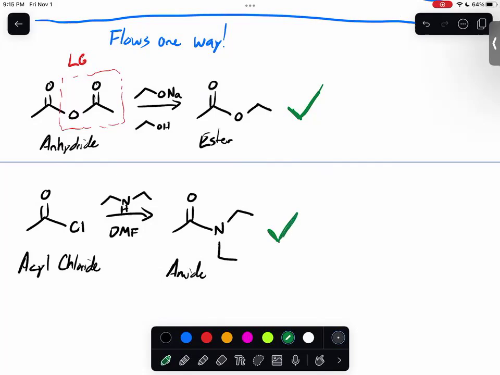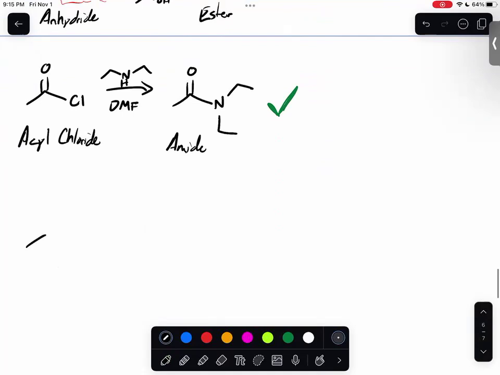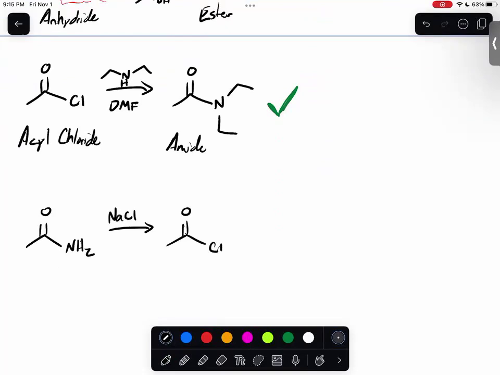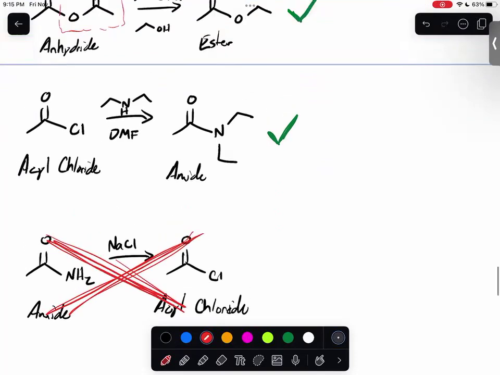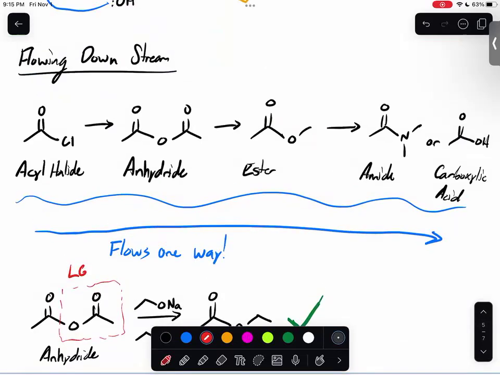But say you wanted to try and do this by going from something like an amide to something like an acyl halide, right? You couldn't add in something like NaCl and expect it to go in this direction, right? The river only flows one way. So essentially, this reaction here is just not possible energetically. All right? So whenever you see these types of reactions for nucleophilic acyl substitutions, it's always going to be flowing from the left down towards the end of the stream on the right.